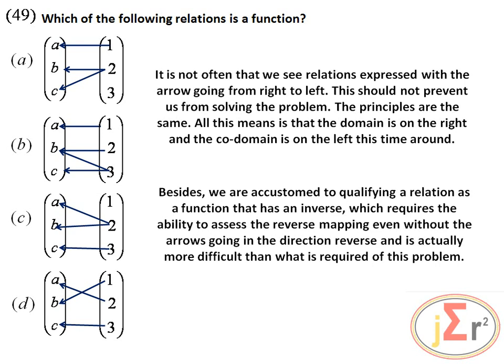We are accustomed to qualifying functions as those that have inverses, which requires that we are able to see in the direction that is opposite to the direction in which the arrows are going. I think that is a little bit more difficult than what we have here. Therefore, we have a problem that is not as difficult as the most difficult problem that we have faced in assessing relations and functions.